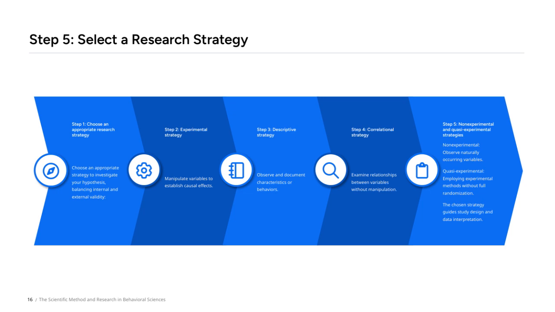One option is the experimental strategy, where you manipulate variables to establish clear cause and effect relationships. Another approach is a descriptive strategy, which focuses on observing and recording characteristics or behaviors without influencing them. Then there's a correlational strategy, which looks at relationships between variables but doesn't involve any manipulation. Finally, we have non-experimental and quasi-experimental strategies. Non-experimental methods involve observing variables as they naturally occur, while quasi-experimental designs apply experimental techniques, but without full randomization. The choice you make here is crucial, as it shapes how you design your study and interpret your findings.